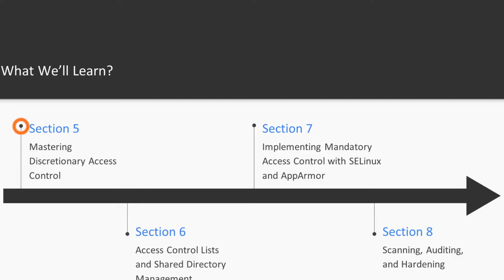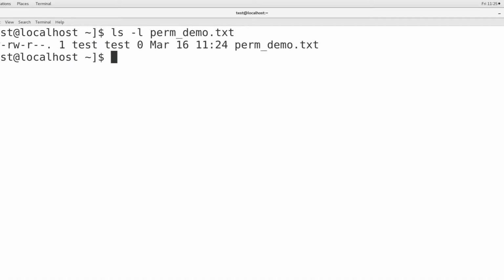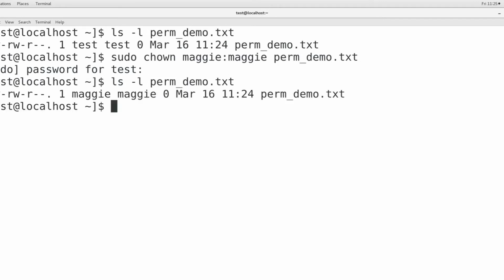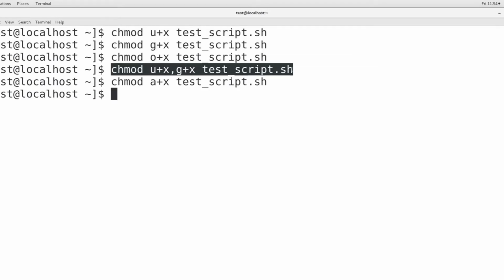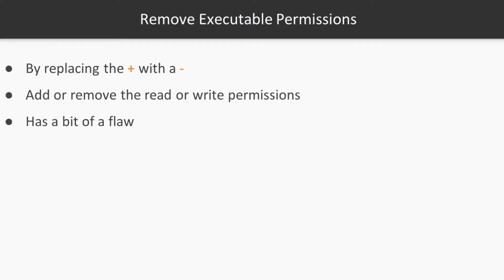Section 5, Mastering Discretionary Access Control, covers how to set ownership and permissions on files and directories. We'll also cover what SUID and SGID can do for us, and the security implications of using them. We'll wrap things up by covering extended file attributes.